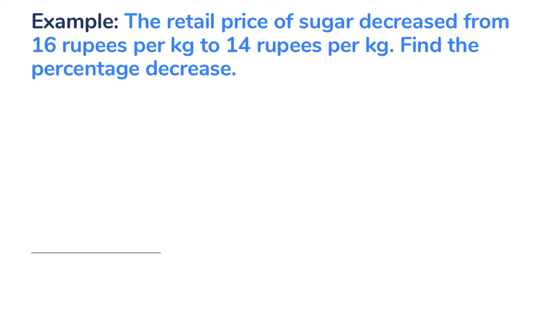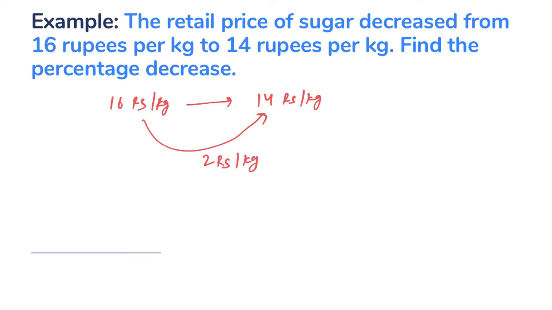So earlier the sugar price was 16 rupees per kg, and now it becomes 14 rupees per kg. So the change is 2 rupees per kg, and this is a negative change, so I can say this is a decrease. This is our decrease value, and I need to convert this into percentage. Why? Because I need the percentage decrease.